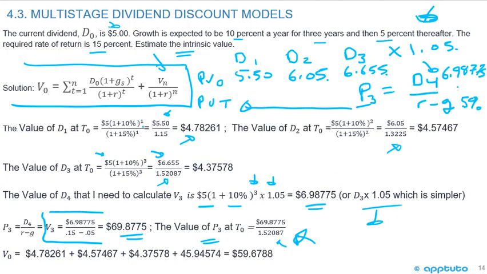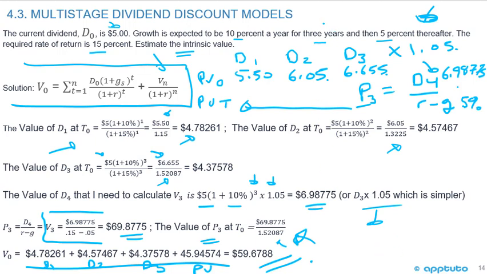So therefore, again, I won't bring up the calculator to do all the math, but you can see what I'm doing here. I'm doing the present value of the first dividend, present value of the second dividend, present value of the third dividend. Then I calculated the terminal value, and I calculated the present value of that. And here I add it all up. So there's the present value of D1, D2, D3, plus the present value of my terminal value, and I get 59.6788. Okay, not too difficult, just takes a little bit of practice.